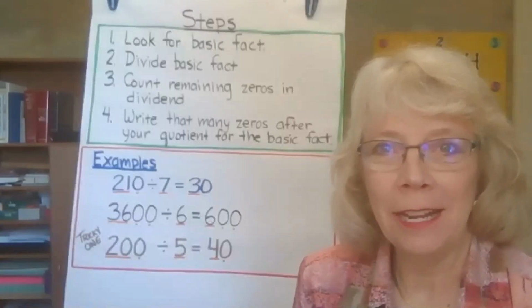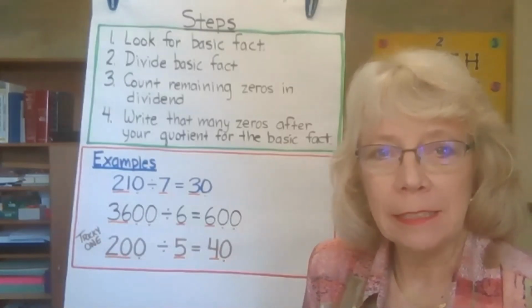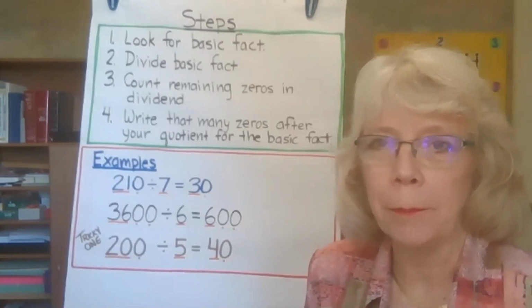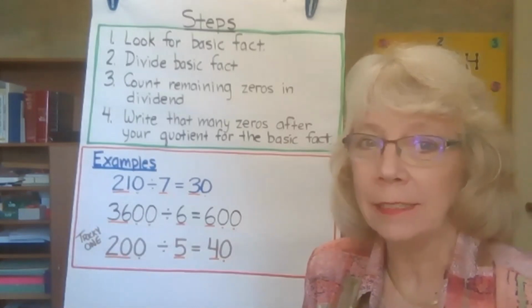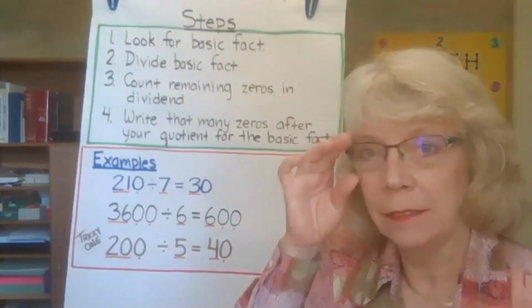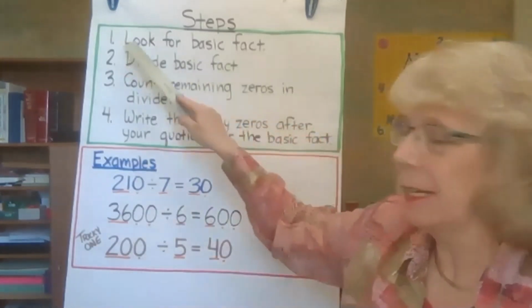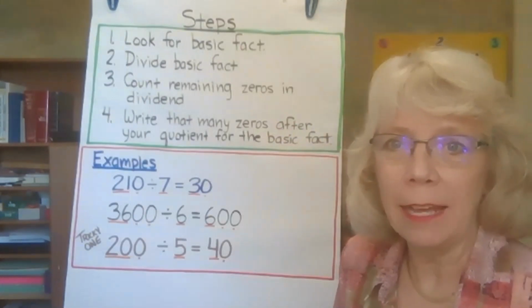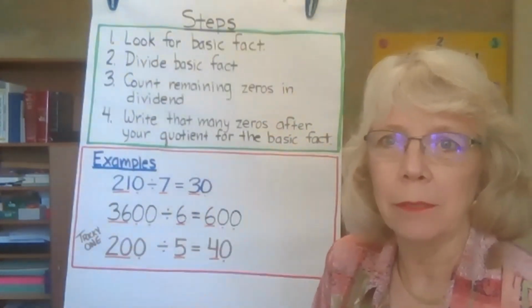Hi. So now we're going to look at the steps that we use to take advantage of those patterns, and it all has to do with how numbers work and the properties of numbers, to solve problems that are dividing tens, hundreds, and thousands. So step 1 is you look for the basic fact in the problem. Step 2 is you divide the basic fact. You use that basic fact division problem.